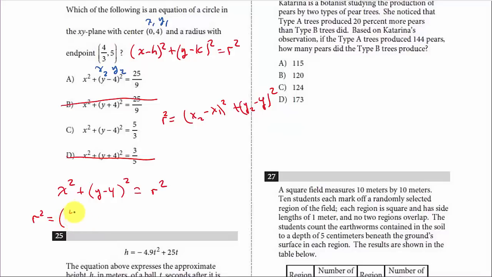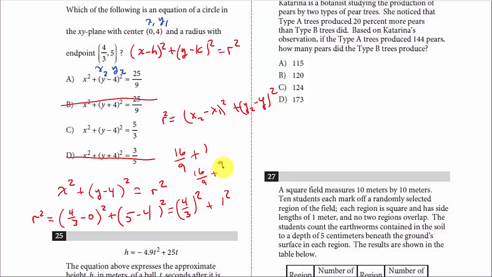And let's plug them in. So we get 4/3 minus 0 squared plus, and then for the y, that's 5 minus 4 squared. It doesn't really matter. So that's going to be 4/3 squared plus 1 squared. That's 16 over 9 plus 1, and so that's 16 over 9 plus 9 over 9, which is 25 over 9. And so it's not that one because that's not r squared. So it's a.